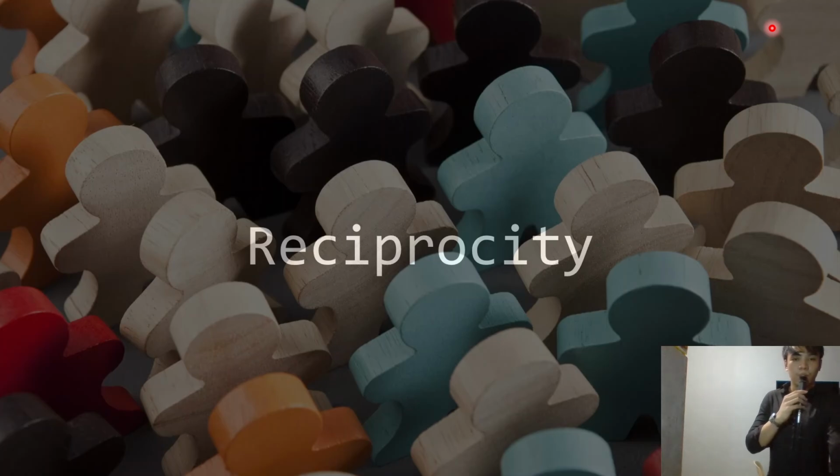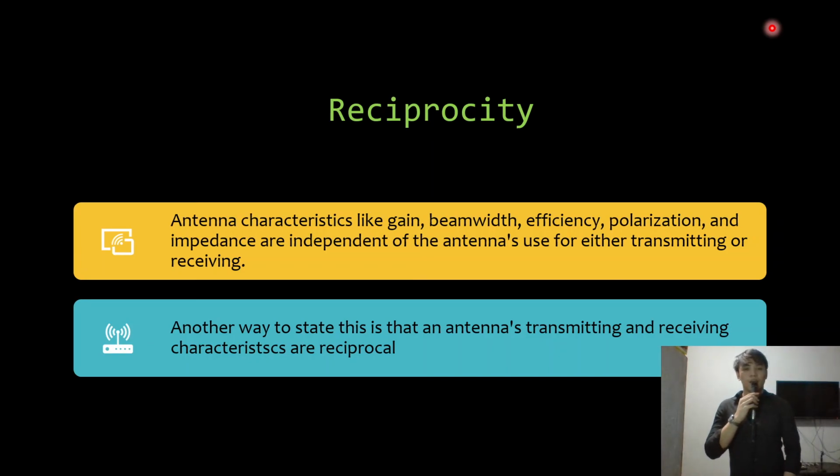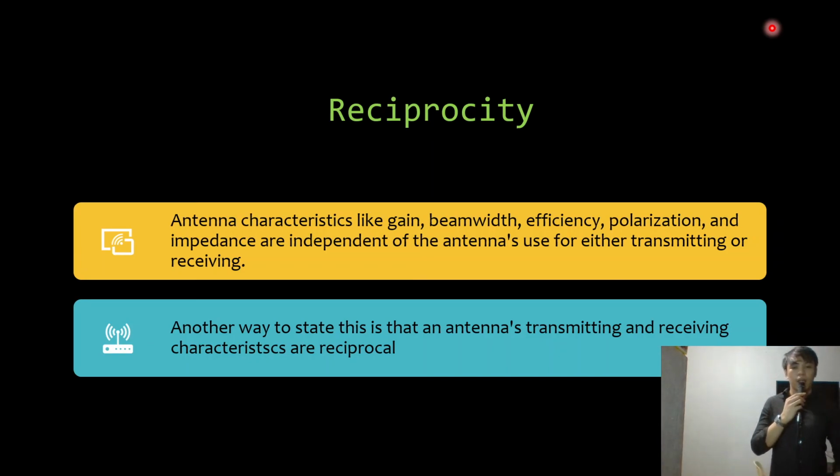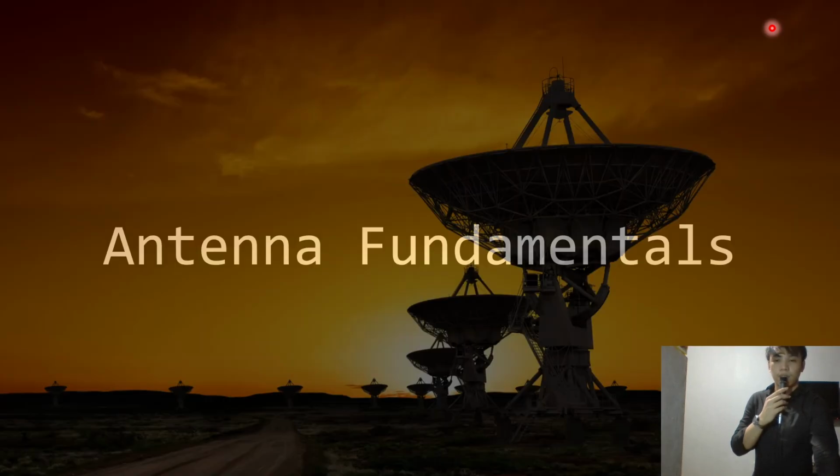So we are going to discuss here the reciprocity. Antenna characteristics like gain, beam width, efficiency, polarization, and impedance are independent of the antenna's use for either transmitting or receiving. Another way to state this is that an antenna's transmitting and receiving characteristics are reciprocal. So this is the wind load and the weather effects.